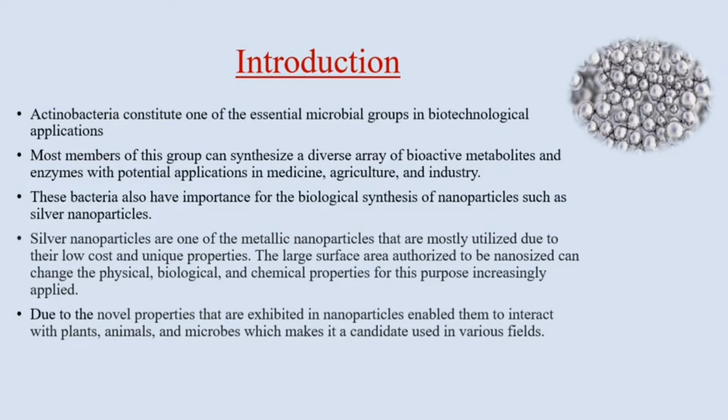Silver nanoparticles are one of the metallic nanoparticles that are mostly utilized due to their low cost and unique properties. The large surface area of nano-sized particles can change the physical, biological, and chemical properties for the purposes they are increasingly applied to. Due to their novel properties, nanoparticles can interact with plants, animals, and microbes, which makes them good candidates for use in various fields.